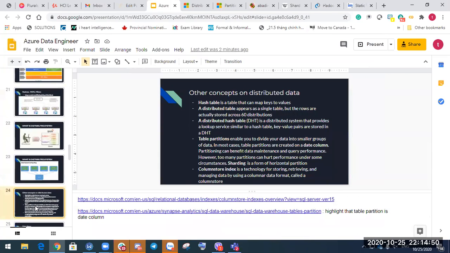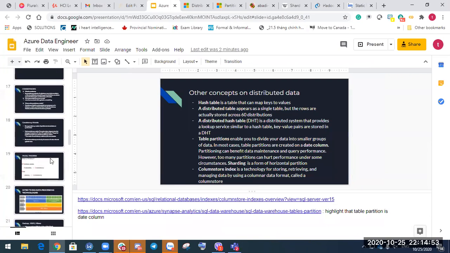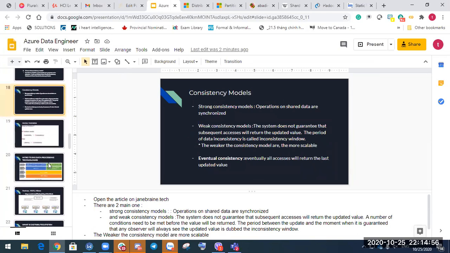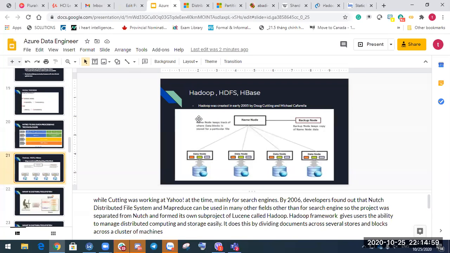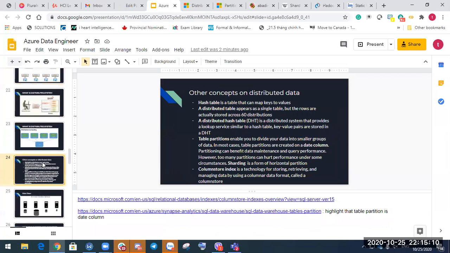Also remember another important topic: Hadoop, HDFS, HBase. What is the difference between these? Because this file system is regularly used in distributed data stores. So please remember this, or the concepts on distributed data. This is to help us have similar vocabulary and jargon that is used regularly in this industry. So please study this slide and also the links here, because these are the important jargons when we start talking about optimizing data.